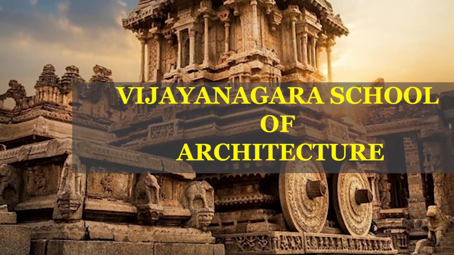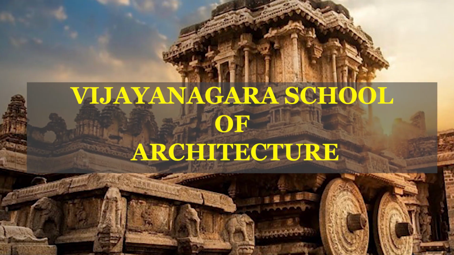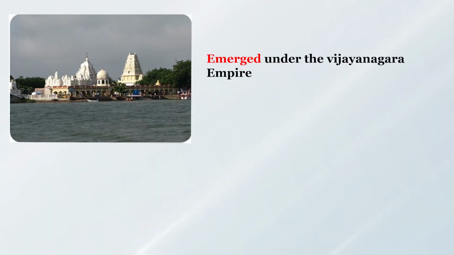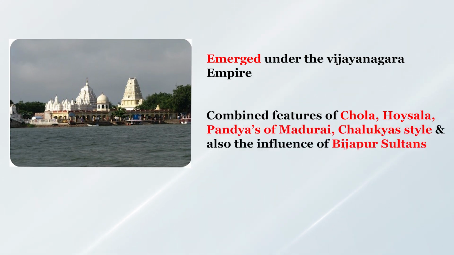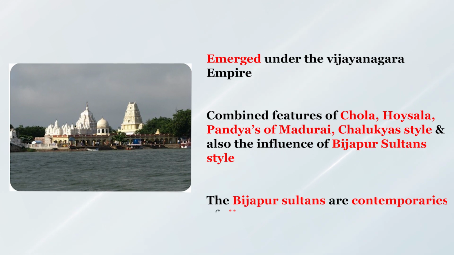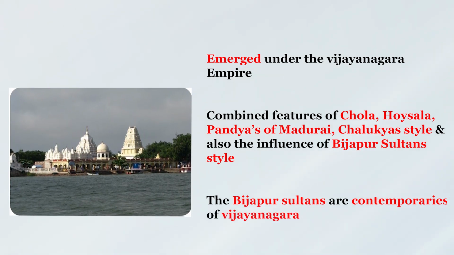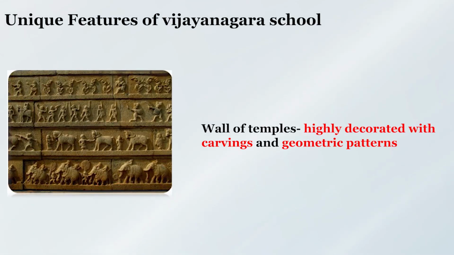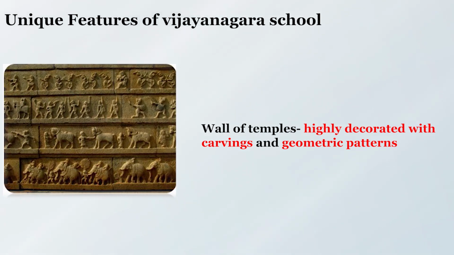Okay, next we are going to see the Vijayanagara school of architecture. This school of temple architecture emerged under the Vijayanagara Empire. This architecture emerged as a combined feature of Chola, Hoysala, Pandyas of Madurai and Chalukya architectural styles. There was also the influence of the Bijapur Sultans, who were contemporaries of Vijayanagara. We are going to see the unique features of the Vijayanagara school. The first one is that the walls of the temples were highly decorated with carvings and geometric patterns.